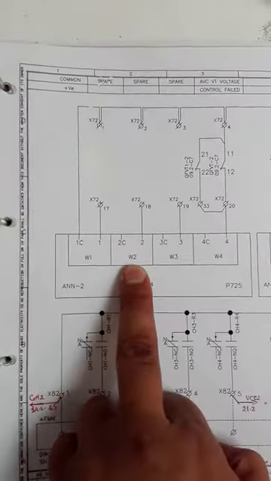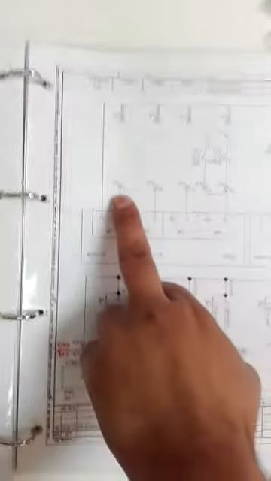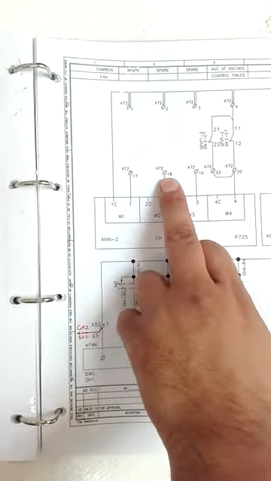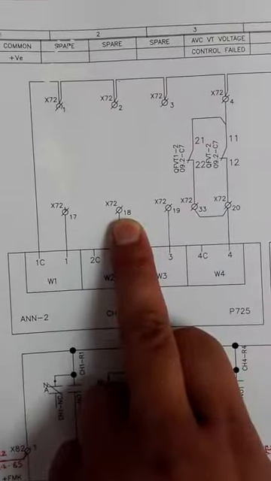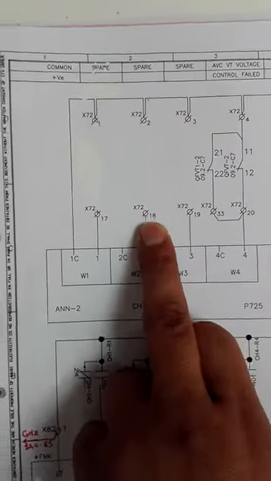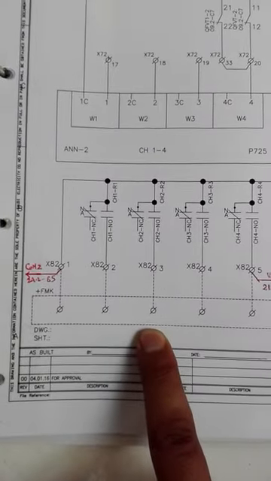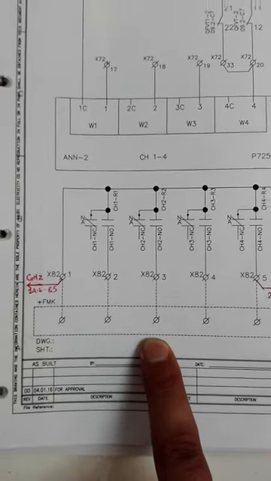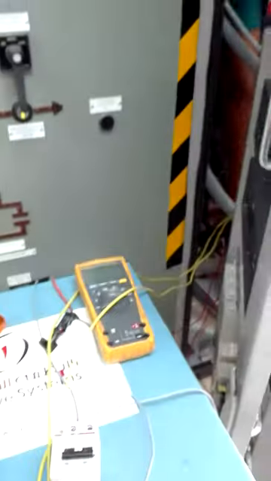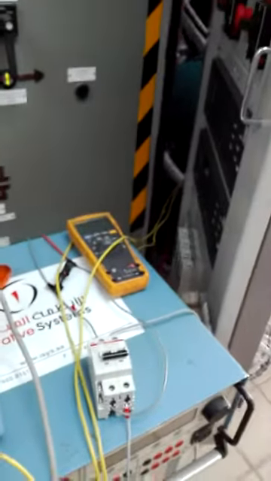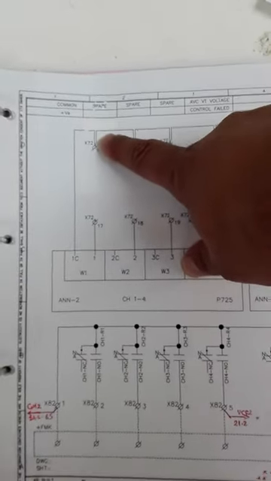Now for the test for W2, what do we need? We need to convert from X72.17 and make the connection to X72.18. For output we will connect to X82.3. So make this connection please. X72.18, as I explained earlier, we will make this point common because it is connected to all. So make the connection for X72.18. Okay, yes sir.